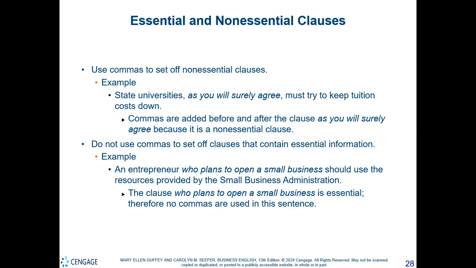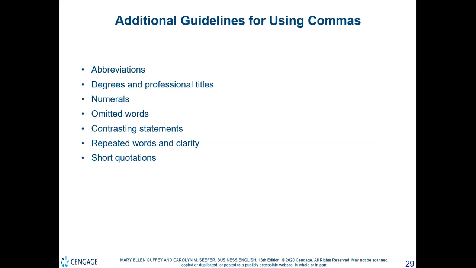State universities, as you will surely agree, must try to keep tuition costs down. Commas are added before and after the clause, as you will surely agree, because it's not an essential clause. Do not use commas to set off clauses that contain essential information. Example: An entrepreneur who plans to open a small business should use the resources provided by the Small Business Administration. The clause, who plans to open a small business, is essential. Therefore, no commas are used in this sentence.